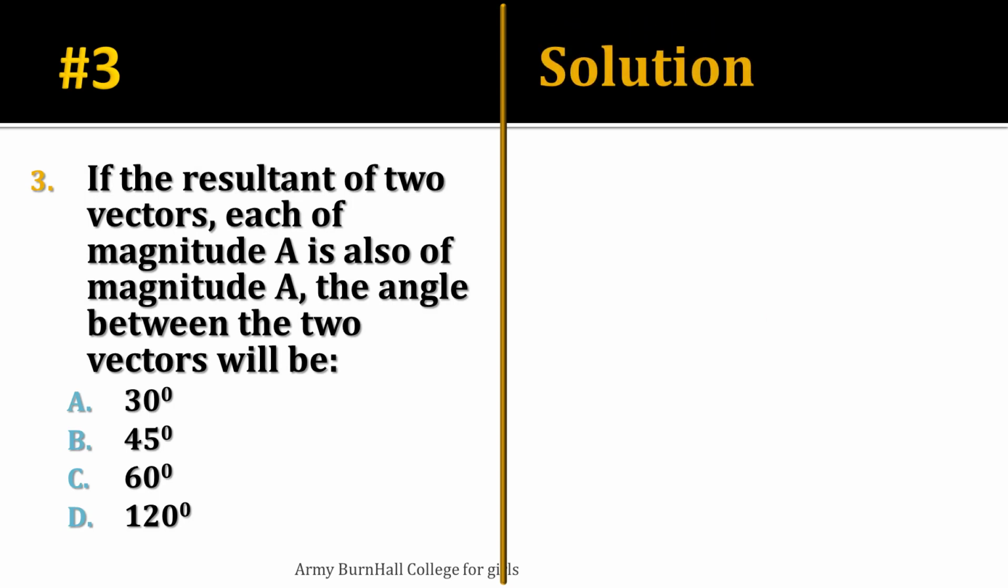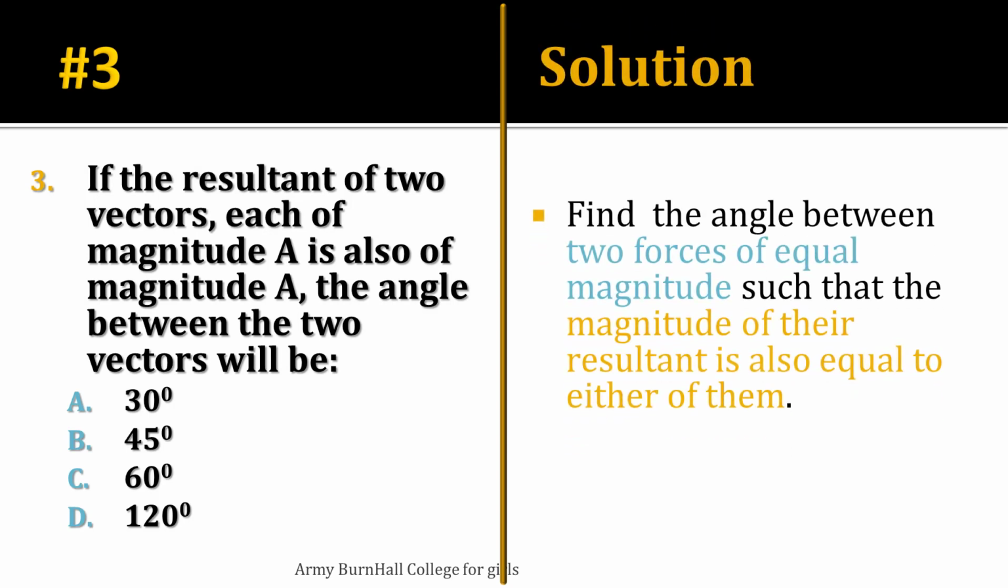If you remember, we have done this in example 2.3: find the angle between two forces of equal magnitude such that the magnitude of their resultant is also equal to either of them. We have solved this example and our result was 120 degrees. So over here the same is the case, we have two vectors of equal magnitude and the magnitude of their resultant is also equal, so the angle is 120 degrees.